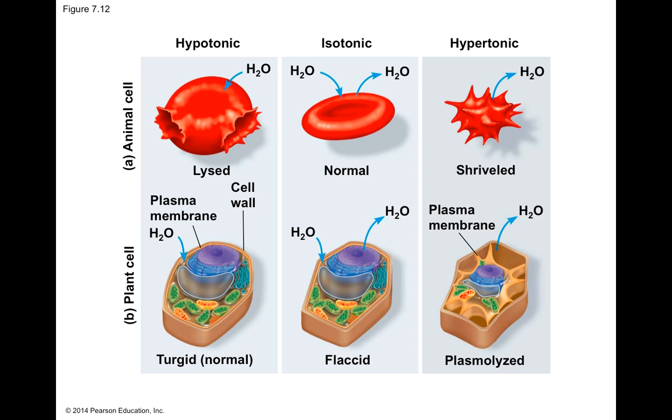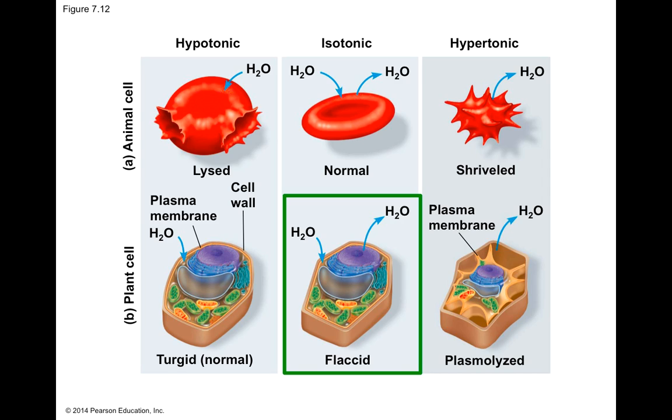Okay, now we should talk about the water balance of cells with cell walls. The optimal environment for a plant cell would be in a hypotonic solution. While this would cause an animal cell to burst, the cell wall of a plant cell keeps it from lysing. Instead, the cell being full of water puts pressure on the cell wall. We call this turgor pressure, and the cell is said to be turgid. This is the healthy state for plant cells.